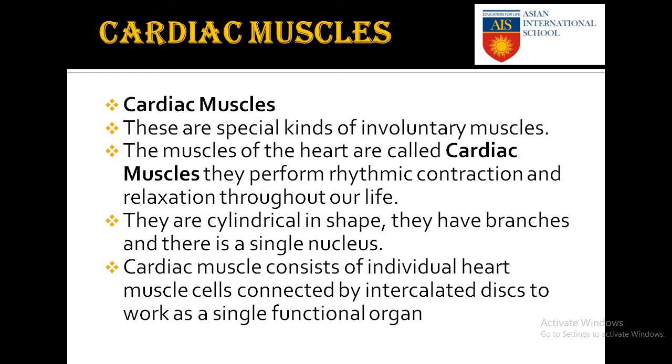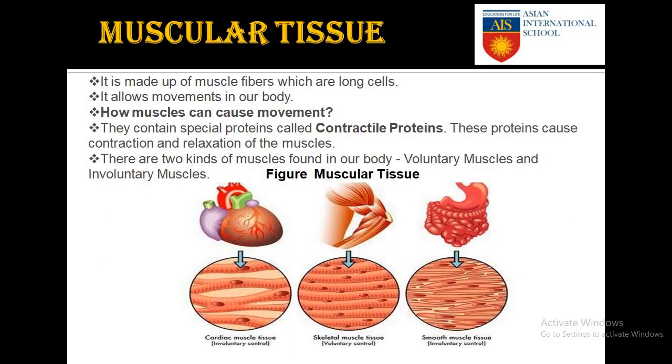Now cardiac muscles. Cardiac muscles are also a special kind of involuntary muscle because they cannot work according to our will. This is why they are known as involuntary muscles. The muscles of the heart are called cardiac muscle because they perform rhythmic contraction and relaxation, lub dub, as the heart beats. They are cylindrical in shape, as I told you, and have branches, and there is only a single nucleus. Cardiac muscle consists of individual heart muscle cells intercalated and working as a single functional organ. See, there are branch-like structures, and they each contain one nucleus.